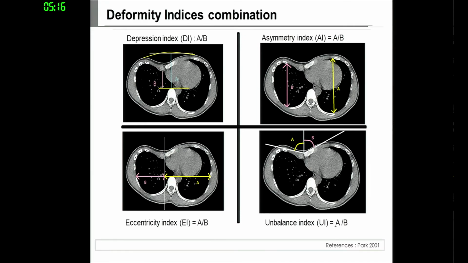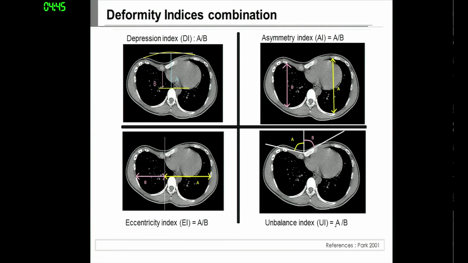For the depression index, you have to draw an imaginary line here that the chest wall will have after surgery. Then, the depression index is measured by the ratio of the imaginary AP distance after repair to the shortest AP distance before surgery. This measure reflects the degree of depression compared to the normal contour that the patient will recover after surgery.